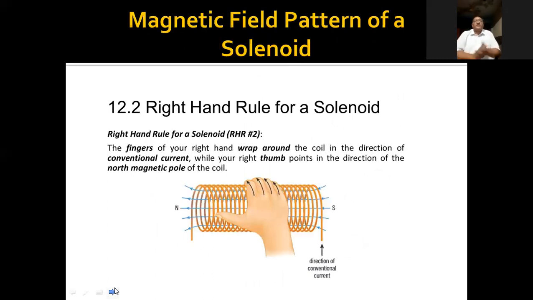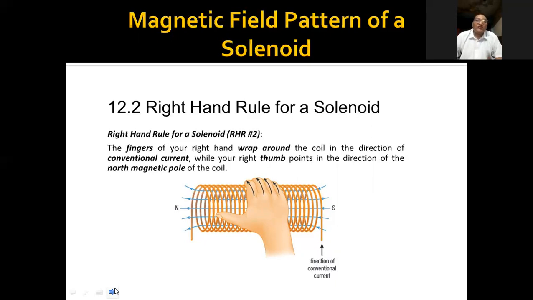Okay, so we come to know that if the current is flowing through a solenoid, this side will be behaving like a north pole, and this side like a south pole. We have a law, and by using that law you can tell which side of the solenoid will be north pole and which side will be south pole. The law is very simple. This is called the right hand rule for a solenoid, and this is the second right hand rule.